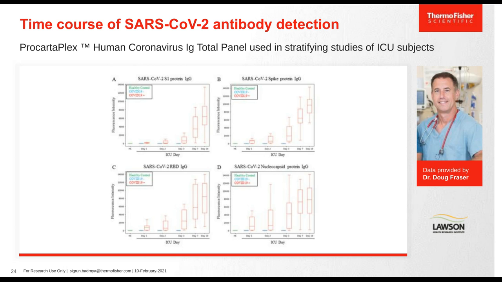So as illustrated in the box plots, the mean fluorescence intensity signals for immunoglobulins against 4 different SARS-CoV-2 antigens demonstrate robust immune responses over time, with a significant increase in SARS-CoV-2 immunoglobulins in SARS-CoV-2 infected ICU subjects, here indicated in red, as compared to healthy controls and non-SARS-CoV-2 infected ICU subjects already at ICU day 2, and even more pronounced from ICU day 3 on.